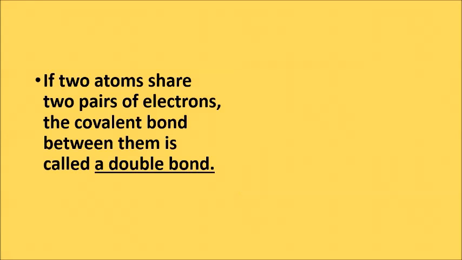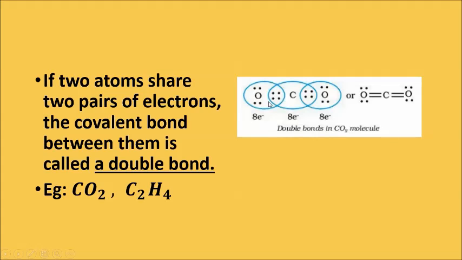The next one is the double bond. How is it formed? If two atoms share two electron pairs, the covalent bond between them is said to be a double bond. So two electron pairs should be shared between the atoms. An example is given with carbon dioxide and ethane. Now you can see the dot structure.